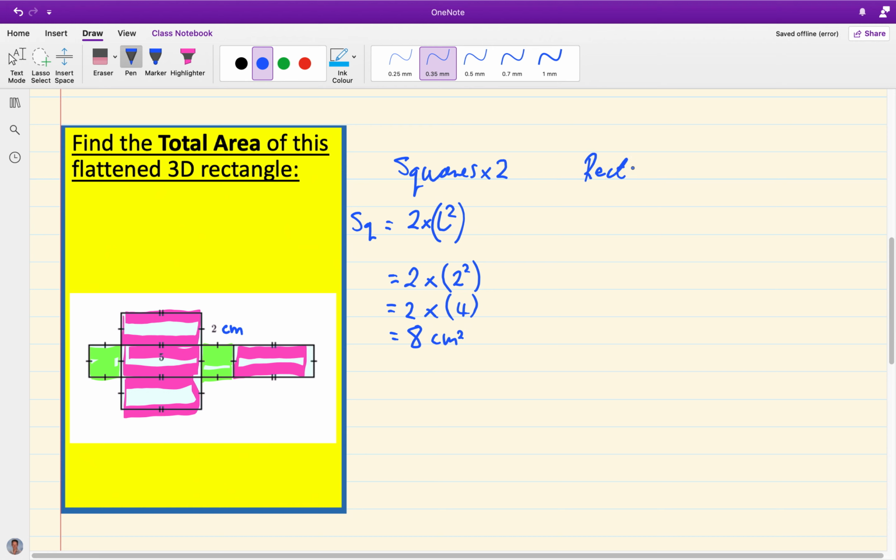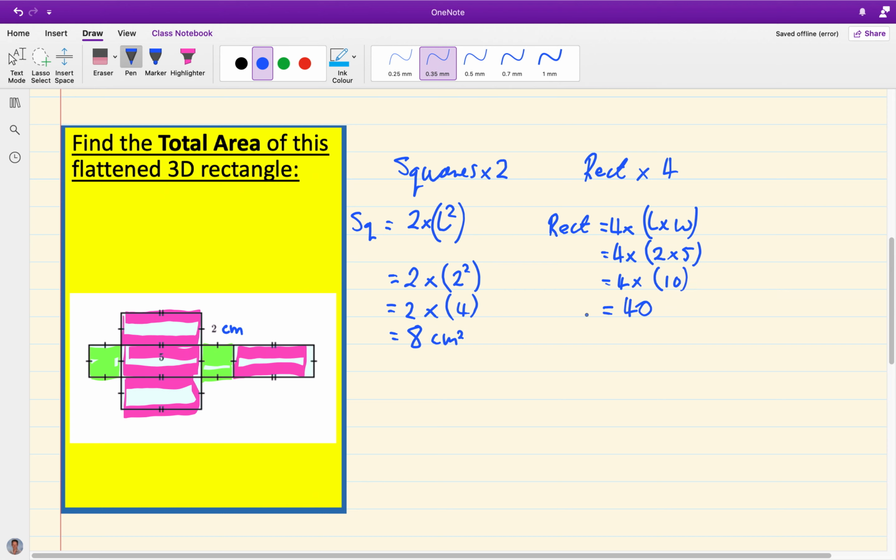Then we've got the rectangles over this side. So the rectangles, there's 4 of them, as you can see in the pink there. So the area of the rectangle is length by width. Okay. And we've got 4 of them, so I will multiply that by 4. So as we move down, we've got 4 times, our length is 2, our width is 5, 2 by 5, 2 by 5 is 10, and then 4 times 10 is 40.